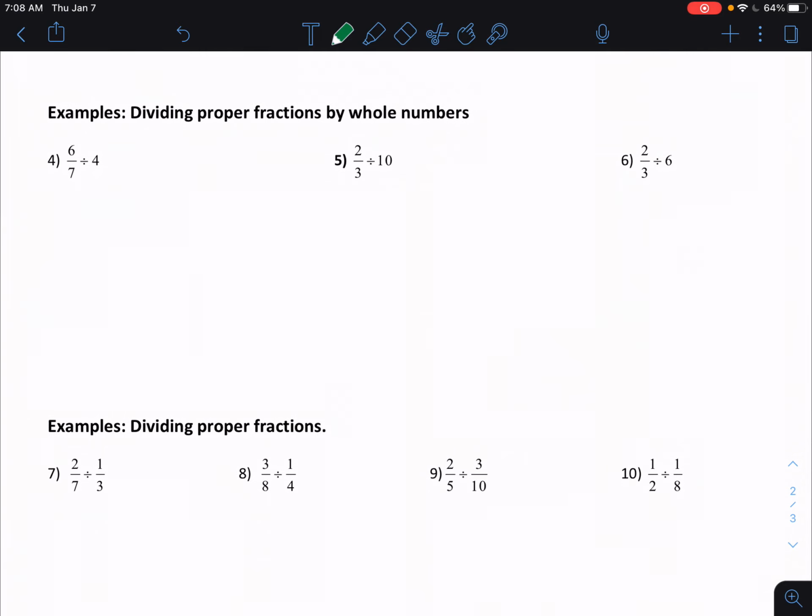For number 4, it's going the other way. So I'm doing a fraction divided by a whole number, but again, I'm going to put that whole number over 1. I'm going to keep the first fraction the same. I'm going to change the sign, and I'm going to flip the second one. So the second one becomes a 1 over 4. I'm going to look for cross-canceling. 6 and 4 have a 2 in common. So 6 is going to become 3, and 4 is going to become 2. So I've got 3 times 1 on top and 7 times 2 on the bottom. So 3 over 14.